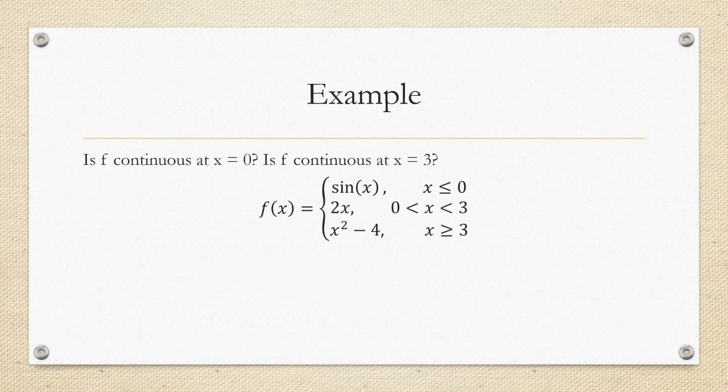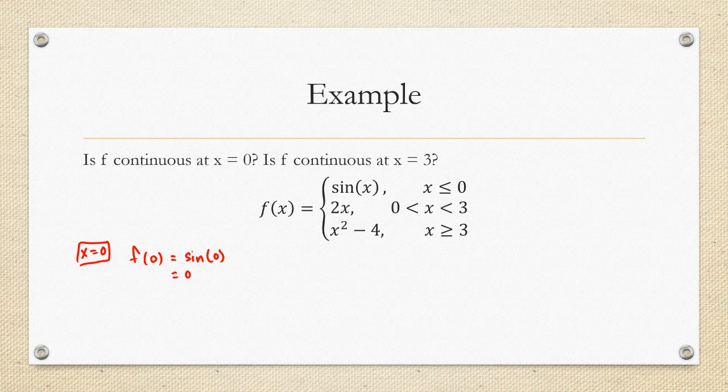All right, so we're going to do this example. This is asking, is our function continuous at x equals 0? And is it continuous at x equals 3? Okay, so at x equals 0, I'm going to start there. F of 0, well, if I'm actually at 0, I would use sine of 0 to evaluate that function. So f of 0 is 0.